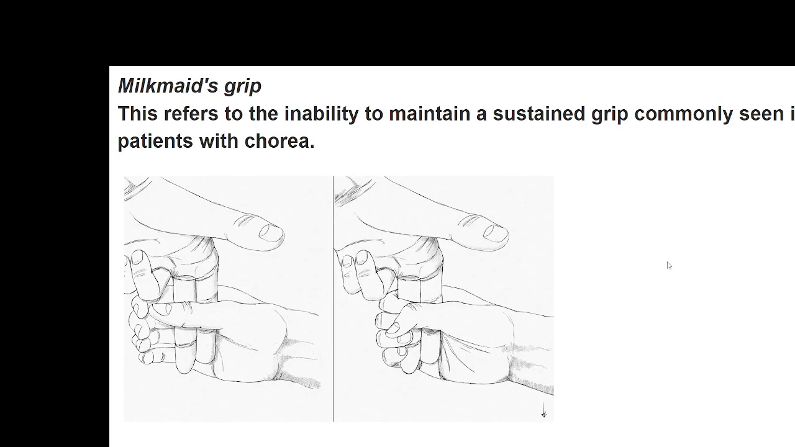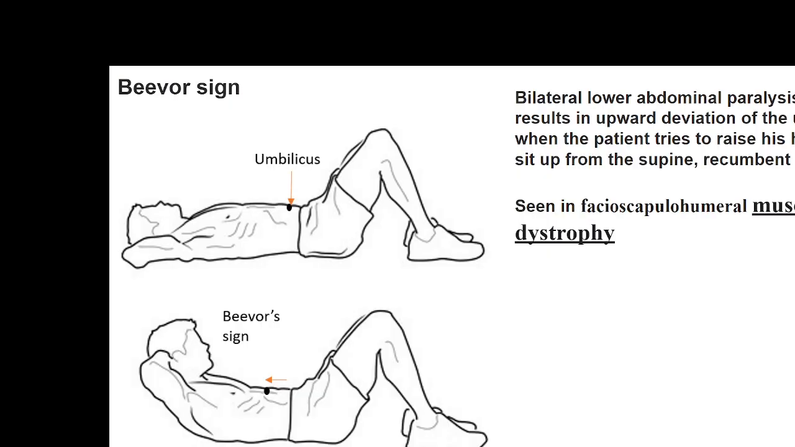Then milkmaid's grip is another clinical sign, which is often seen in patients of chorea. When you ask the patient to hold two fingers of the examining physician, if the patient cannot hold it sustainably, the patient holds, then relaxes, holds and relaxes, and a sustained grip is not seen. That's a sign of possible underlying chorea, and it is called milkmaid's grip.